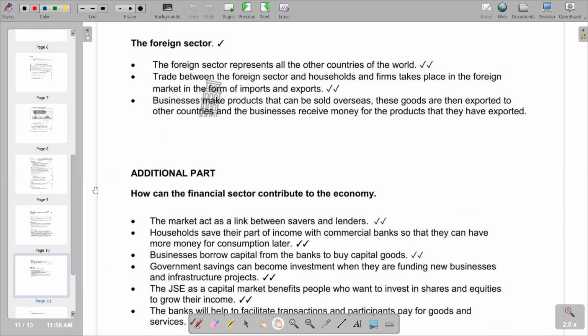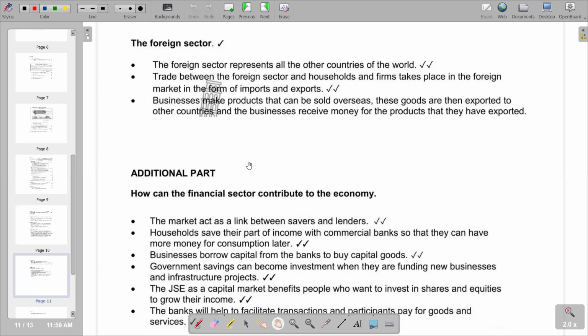So the first point saying the foreign sector represents all other countries of the world. So the interaction that is there in terms of transactions that take place with foreign countries is representing the foreign sector. Next sentence saying trade between the foreign sector and households and firms take place in the foreign market in the form of imports and exports. Then lastly, business make products that can be sold overseas. These goods are then exported to other countries, and the business receive money for the products that they have exported.